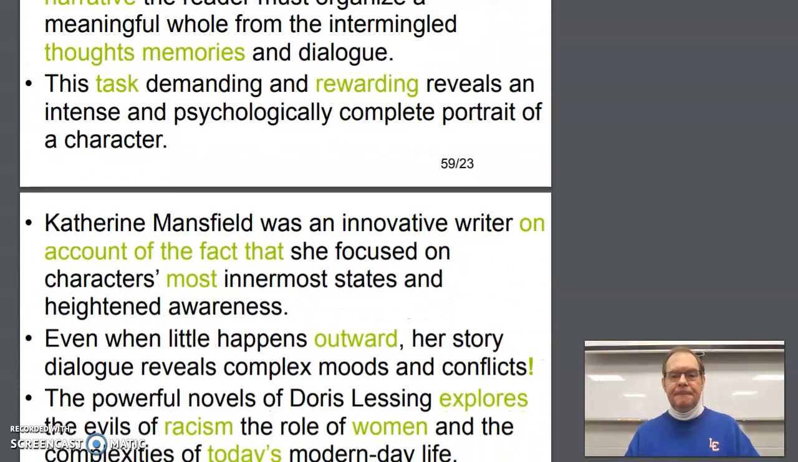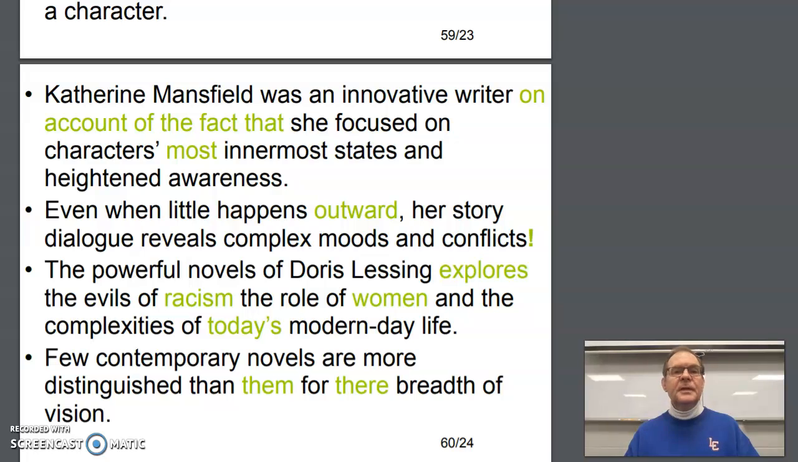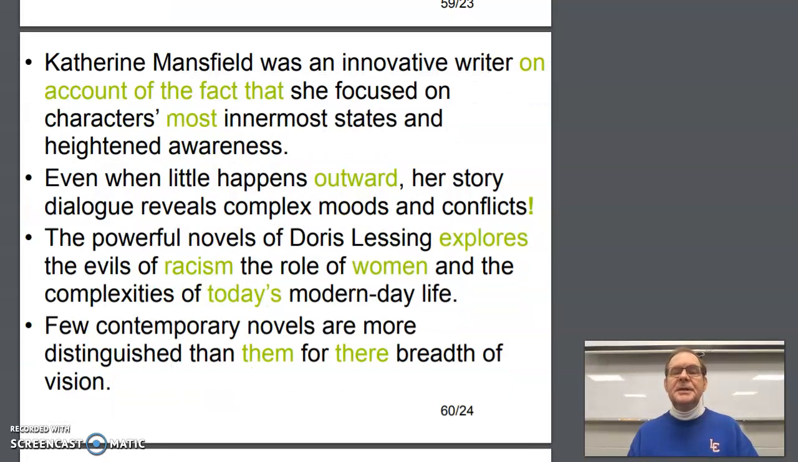Then the final screen for this set, Katherine Mansfield was an innovative writer on account of the fact that, how about just because, or since? Because she focused on characters' most innermost states. Well, that's a little too much. Innermost is enough of a superlative. Innermost states and heightened awareness. Even when little happens outwardly. Her story dialogue reveals complex moods and conflicts. Probably an inappropriate use of the exclamation mark, a period would be enough there.